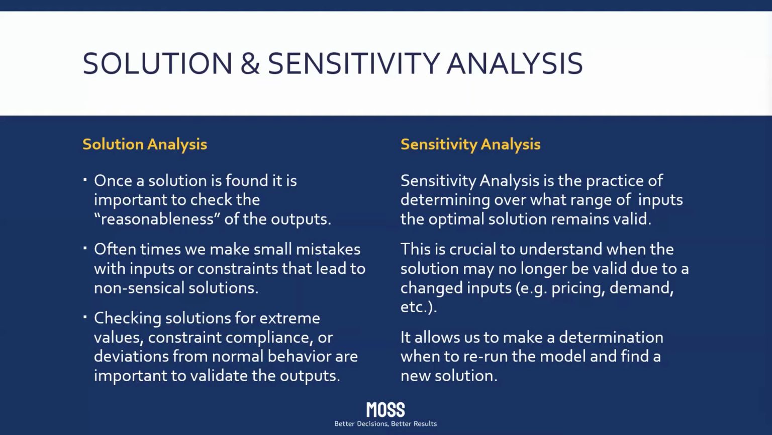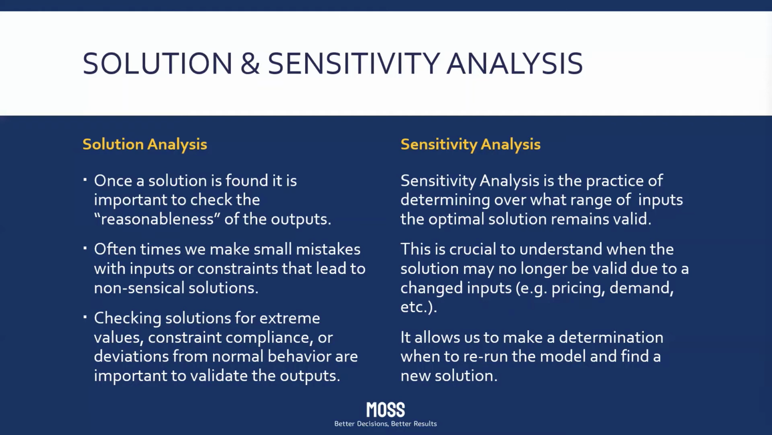Once we've validated that the solution looks reasonable and we're confident that it's something we can work with, the next step is sensitivity analysis. Sensitivity analysis is the practice of determining over what range of inputs the optimal solution remains valid. This is crucial to understand when the solution may no longer be valid due to changing inputs. It allows us to make a determination when to rerun the model and to find a new solution.